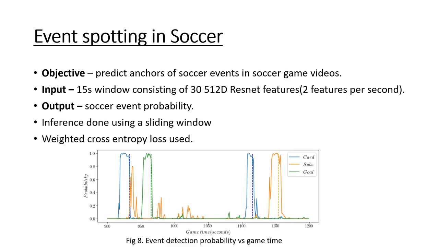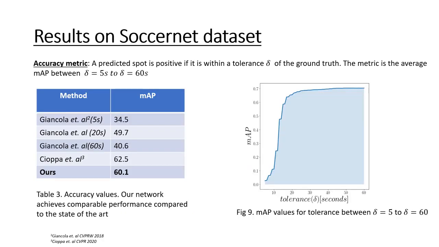So this is what the output of the network looks like. After using the network as a sliding window, we obtain the probabilities for the events in the game time. For the SoccerNet dataset, a predicted spot is positive if it is within a tolerance of delta of the ground truth event. The metric is the average mAP between delta equal to 5 to delta 60 seconds. So as you can see, our network achieves competitive performance as compared to the state of the art on the SoccerNet dataset. We achieve an mAP of 60.1, whereas the state of the art is 62.5.